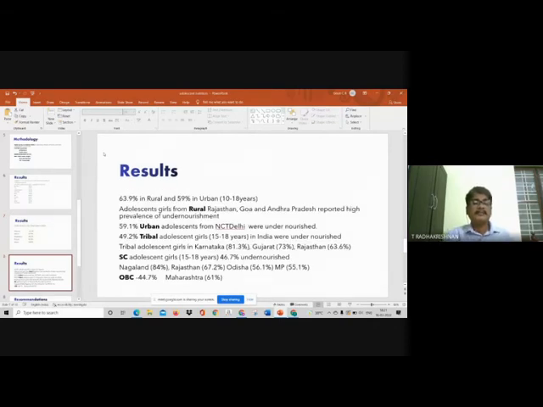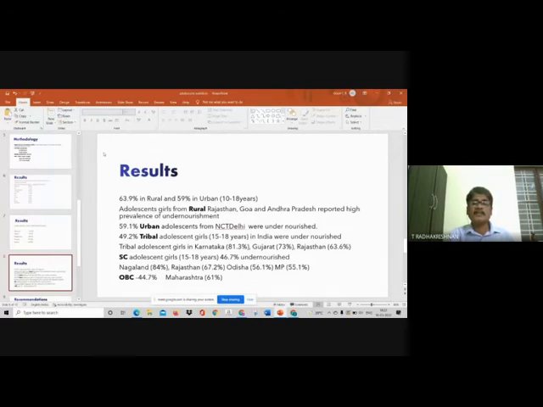Again, the results show that undernourishment is higher in rural areas compared to urban areas. 63.9% of rural adolescent girls are undernourished, meaning they have a BMI less than 18.5, and in urban areas it is 59%. Even though the urban figure is also large, the overweight percentage is less in urban areas. Adolescent girls from rural Rajasthan, Goa, and Andhra Pradesh reported high prevalence of undernourishment.